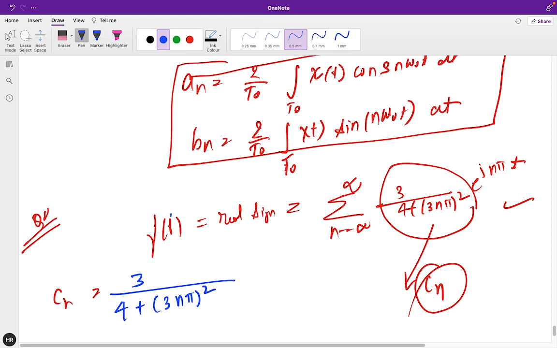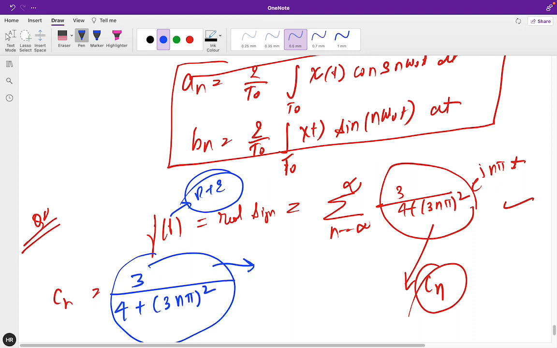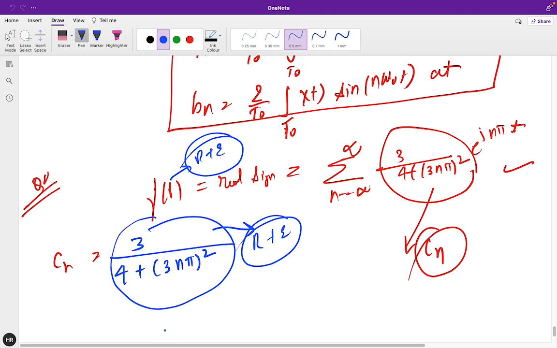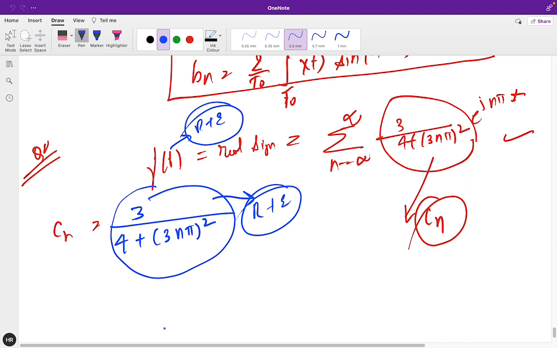And this signal is given as a real plus even signal. What we understood from this kind of value is that it is also real plus even only, because if you put n equals minus n also, you will get the same result because the square is there. So this is real plus even.